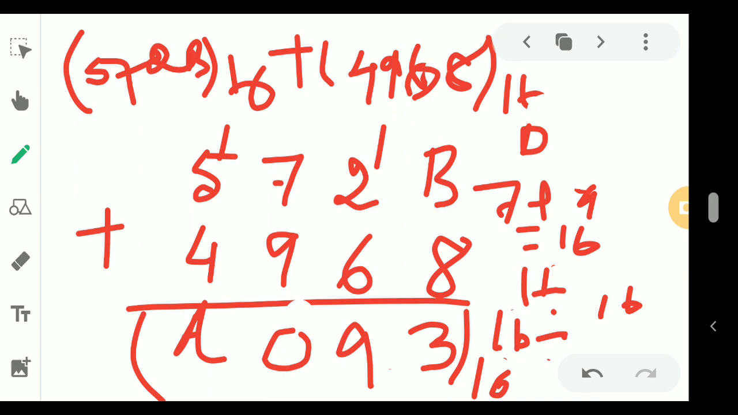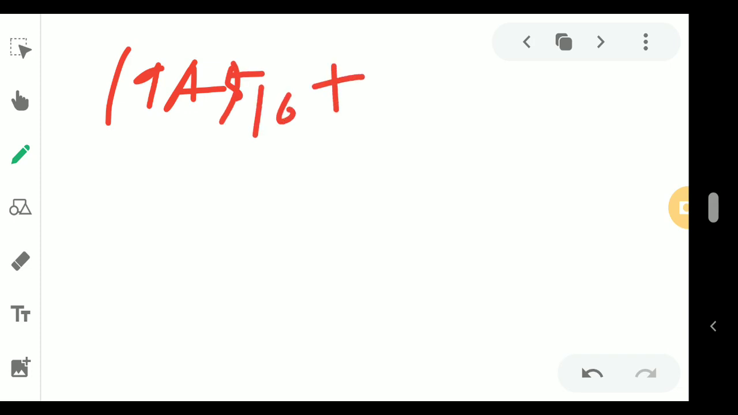Next addition. Very quickly we are clearing the page and writing it down. That is 9A5 base 16 plus 94C base 16.